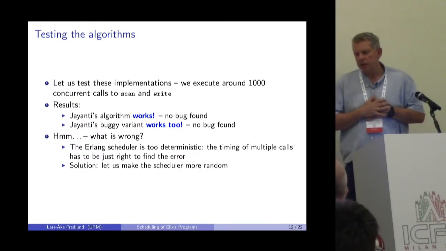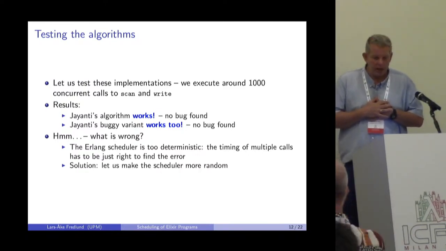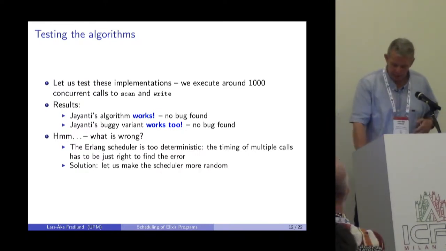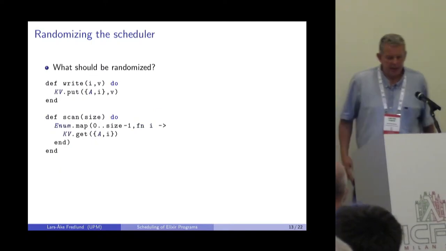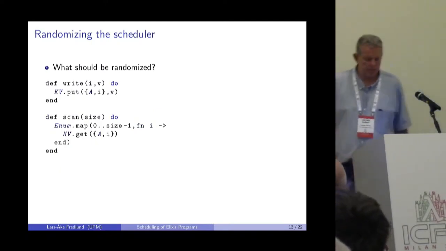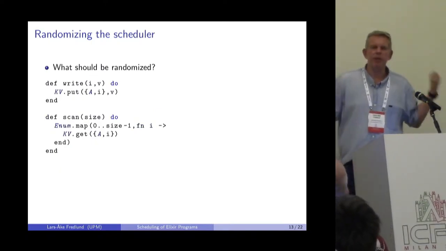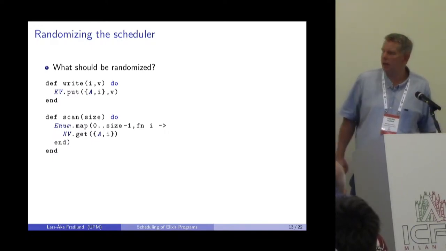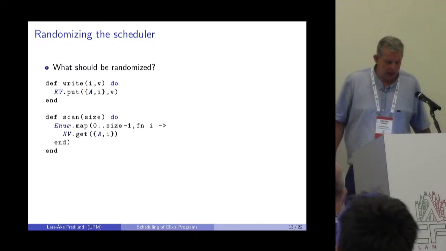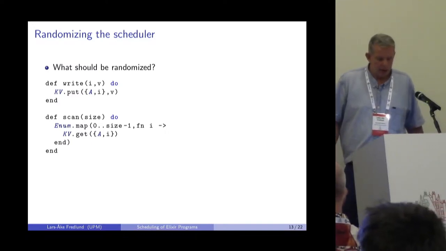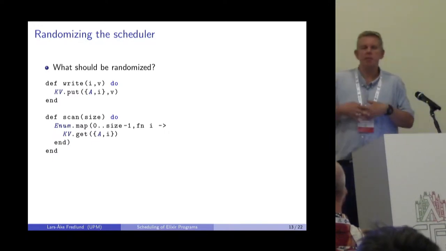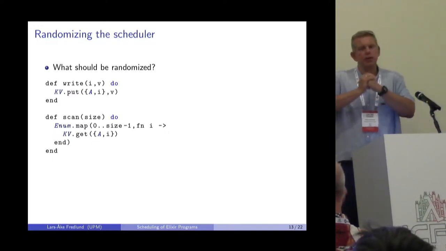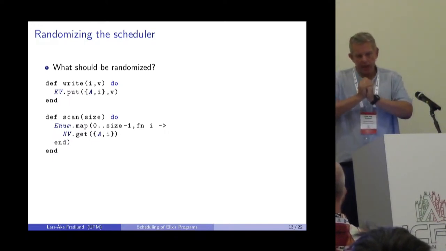Again, this is not a new idea. It has been around for a long time, and John has also worked on that. But let me explain what we do. This is our naive algorithm. What does it mean to randomize the scheduler for this example? In some sense, we should not commit to choices until as late as we can.